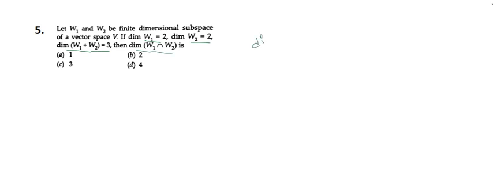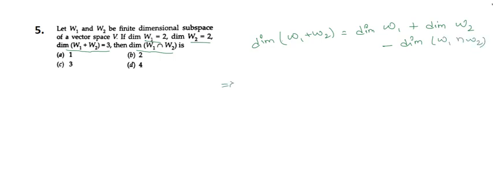So we know that dimension of W1 plus W2 is equal to dimension of W1 plus dimension of W2 minus dimension of W1 intersection W2. So from this we can say that dimension of W1 intersection W2 will be equal to dimension of W1, which is 2, plus dimension of W2, which is also 2, minus dimension of W1 plus W2, which is 3. So solving this we get 1. So our answer to this question will be A, that is 1.